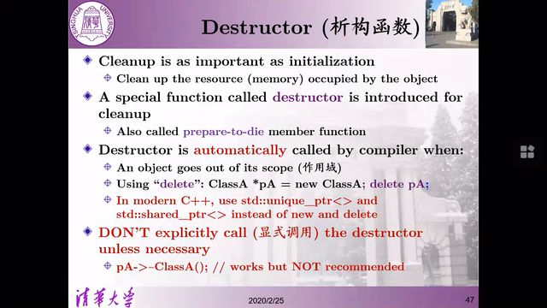And now we will learn something related to the destructor. For the destructor, cleanup is very important. The destructor is also called the prepare-to-die member function because the object is going to die and we need to clean up the resources occupied by the object. The destructor is automatically called by the compiler when an object goes out of scope or when we use delete. We also mentioned that we should use unique_ptr or shared_ptr instead of new and delete in our class.